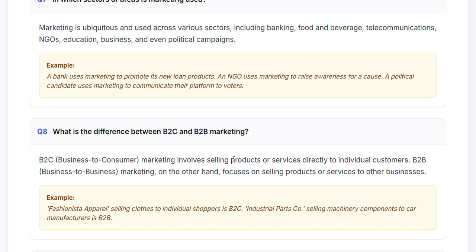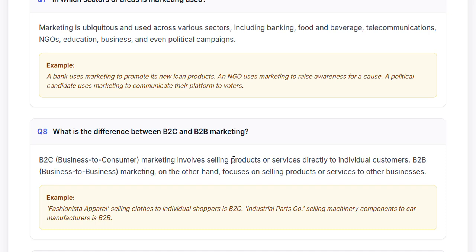So, question number 8, what is the difference between B2C and B2B marketing? B2C, business to consumer, marketing involves selling products or services directly to individual customers. B2B, business to business, marketing, on the other hand, focuses on selling products or services to other businesses.